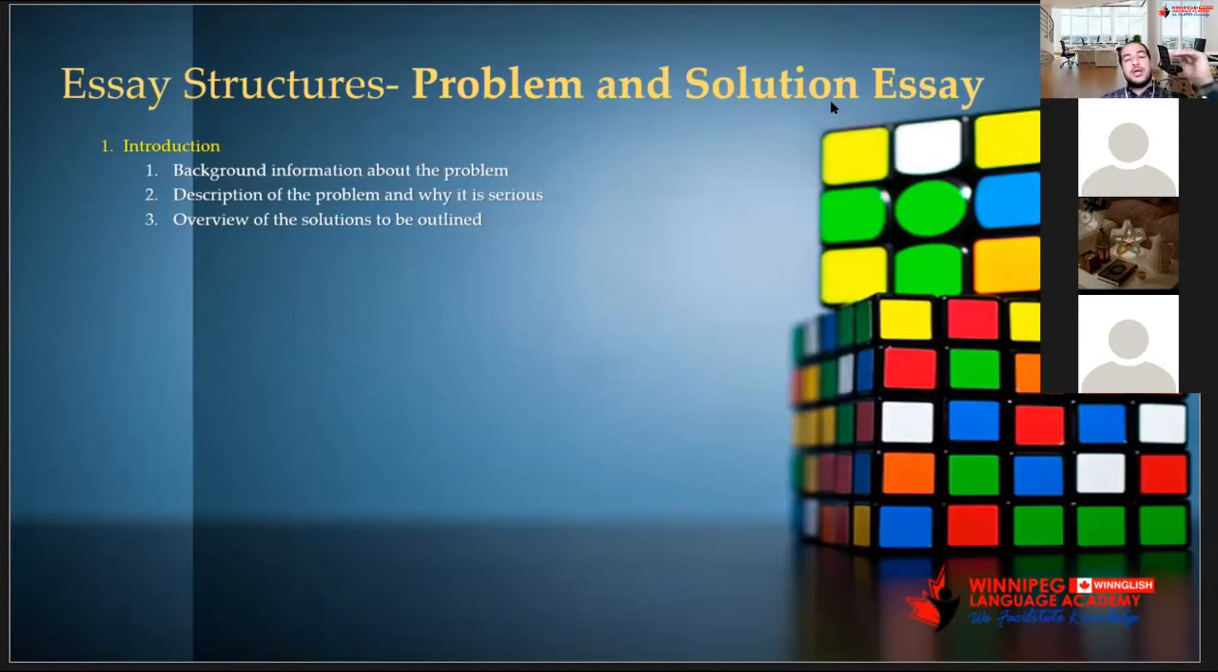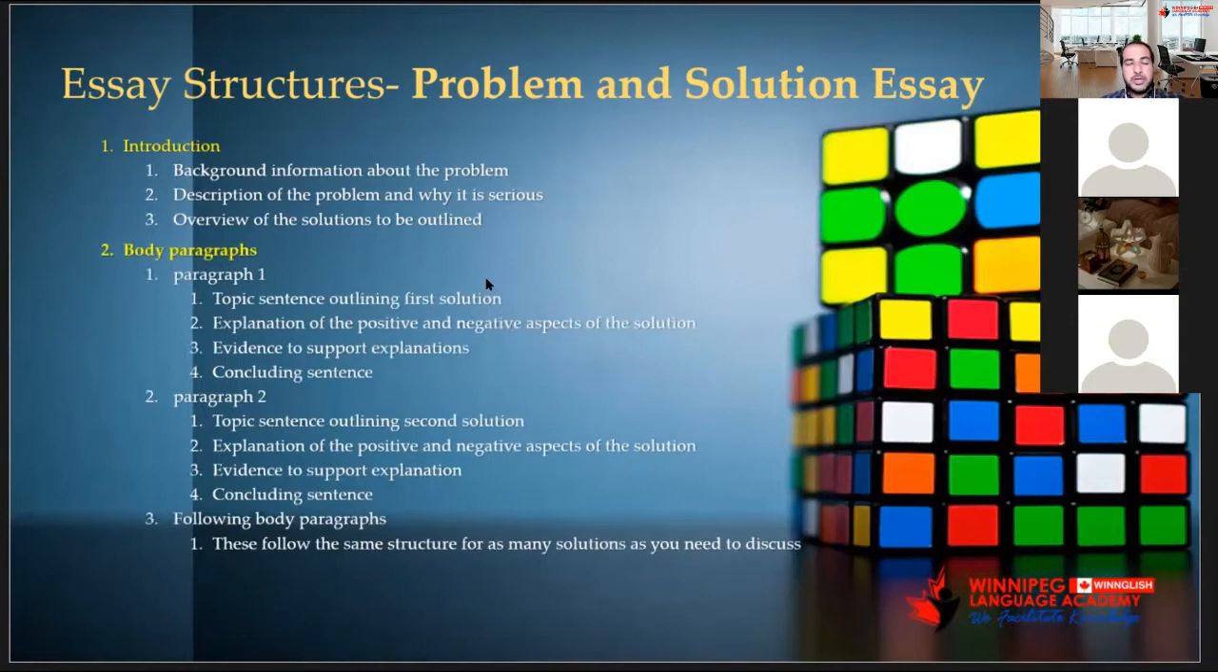Or you could ask them to write about the problem in the introduction and then list the solutions in the body paragraphs. Here, this formatting shows you that you describe the problem and why it's serious in the introduction. Then you overview the solutions that could be outlined. So you mention that although the problem of education in Egypt is so serious, we have four potential solutions. Then moving on to the body, we have one solution for each body paragraph. Here, the topic sentence will outline the first solution, then you explain the positives and negatives of each solution.